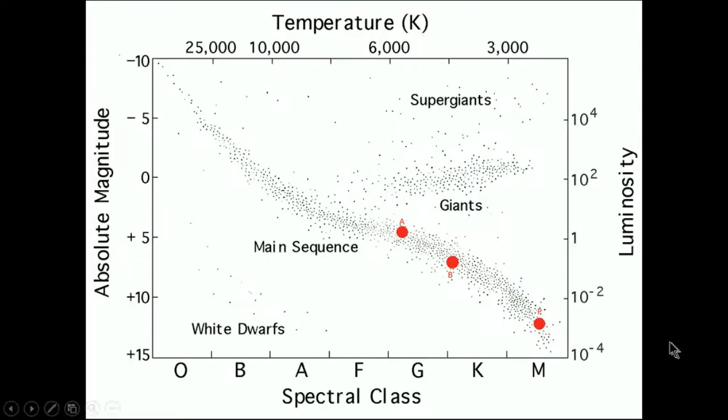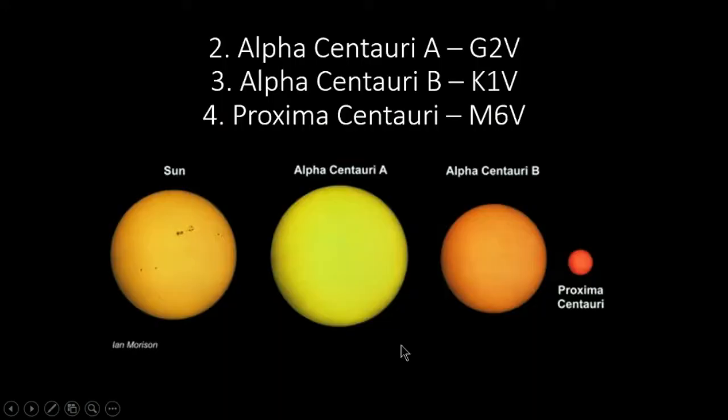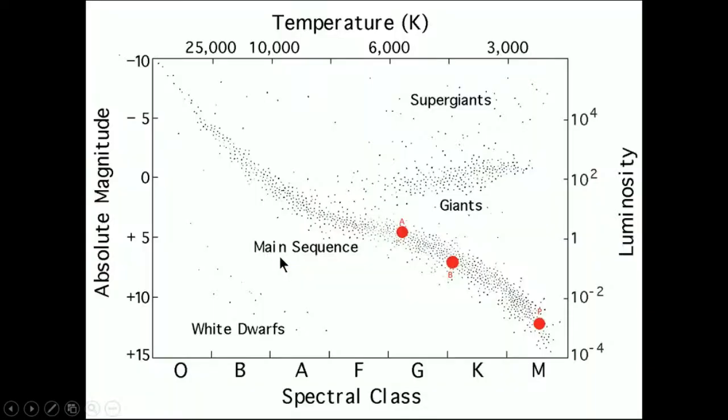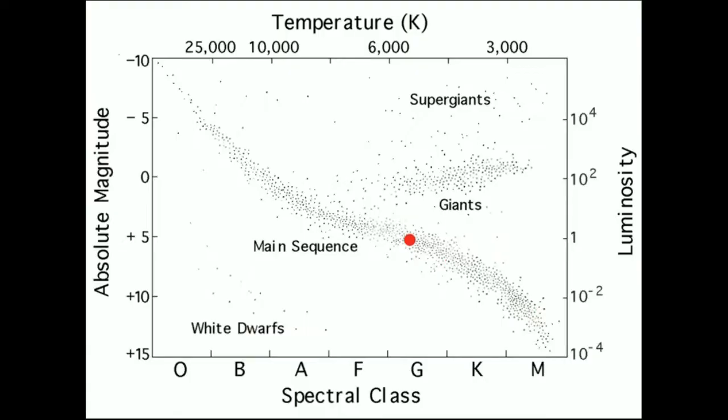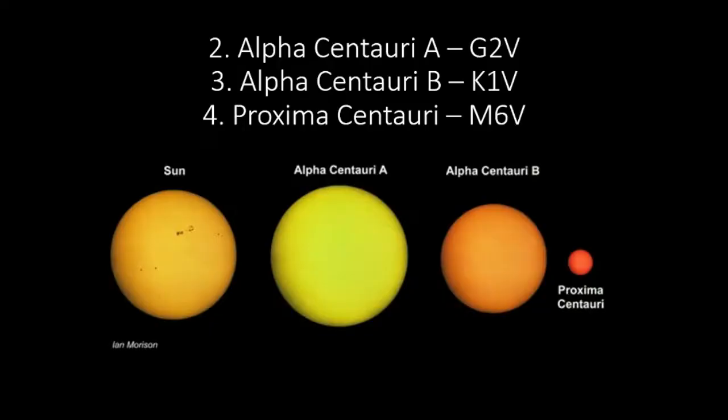All right, so I've labeled them here. Alpha Centauri A is also a G2V, just like the sun. So it should be in pretty much the same place as the sun. Now notice I've moved it up a little bit. The main reason for that is that you can see by the image here, even though it's technically the same class, that doesn't mean it's exactly the same. It's just within the same categorization.